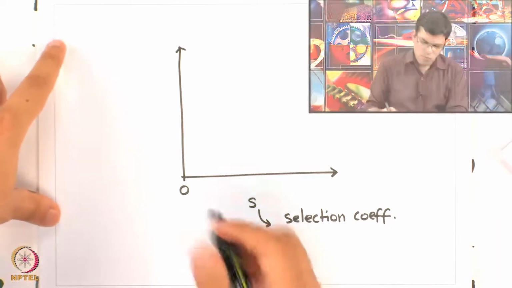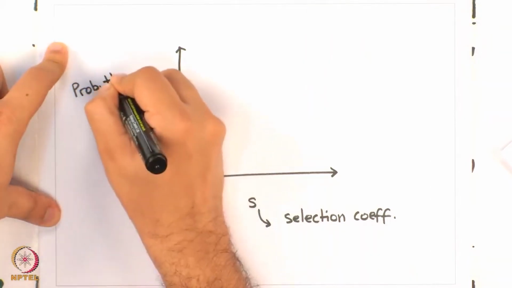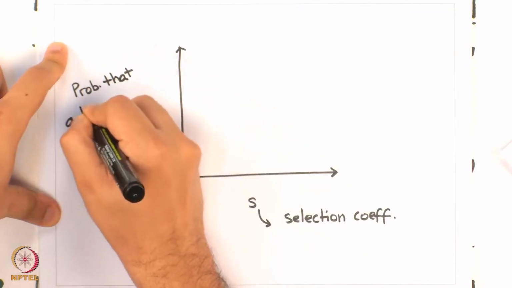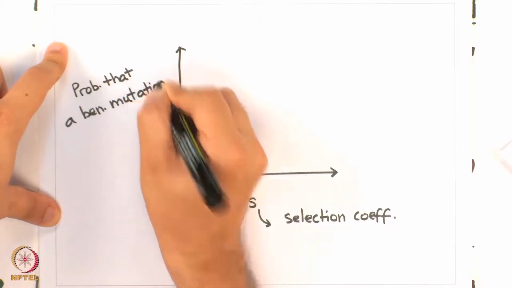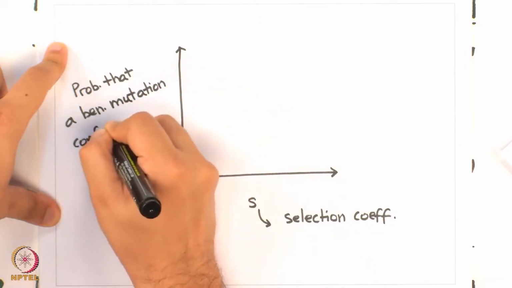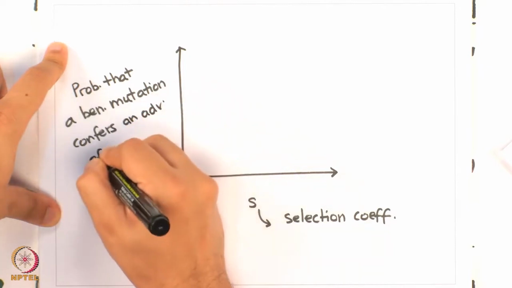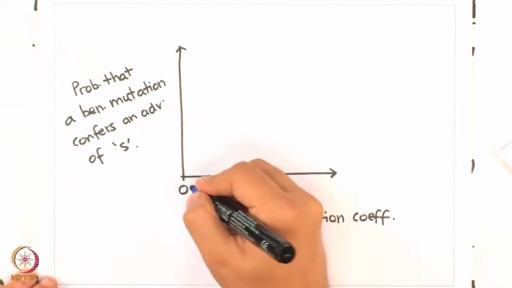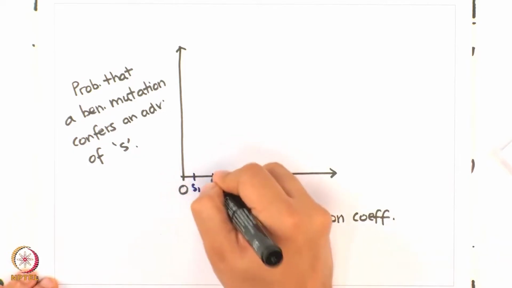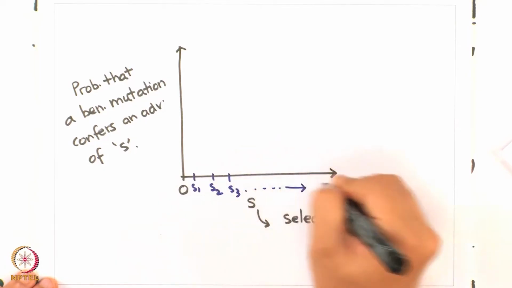On the y axis, what I want to represent is the probability that a beneficial mutation confers an advantage of S. So, what we mean here is that this is a probability distribution curve, and this is S1, this is S2, this is S3 and so on and so forth. This is increasing S here.